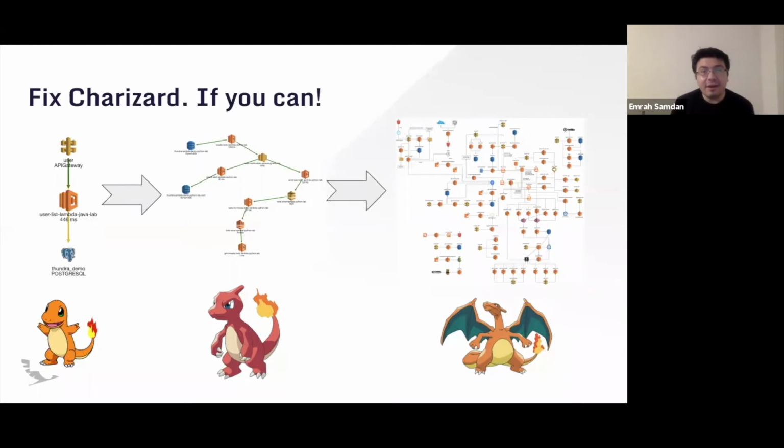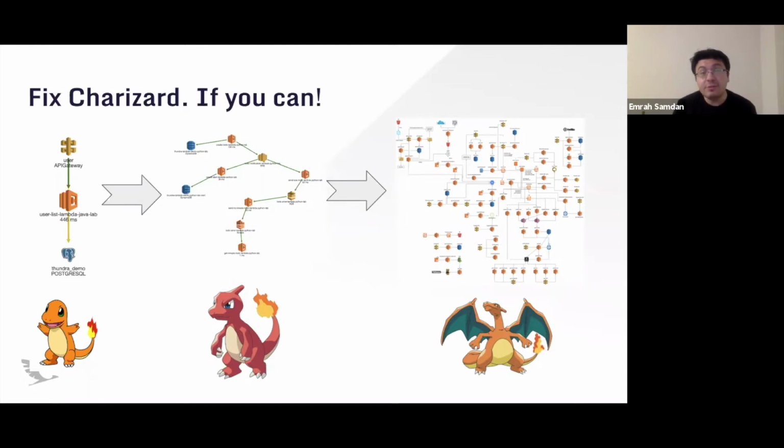After a while, as an organization, you will be working on serverless applications talking to each other, with several event-driven architectures talking to each other, and your system starts looking like a Charizard. When there is a problem in such a distributed application, it's really hard to understand where the problem is, just to point it out.